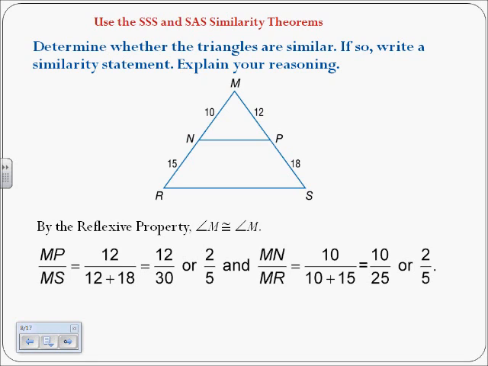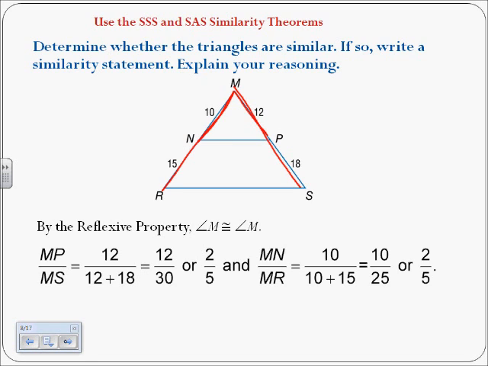MP, which is one side, 12, MP over MS, that's 12 over 30, which is 2/5. MN over MR, which is 10 over 25, which is also 2/5.